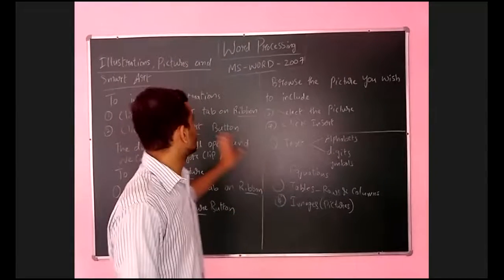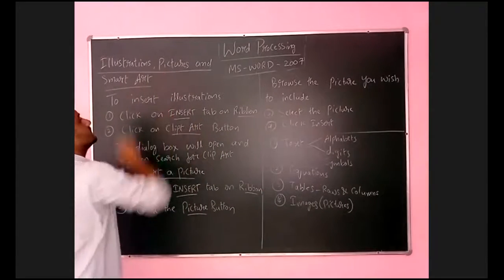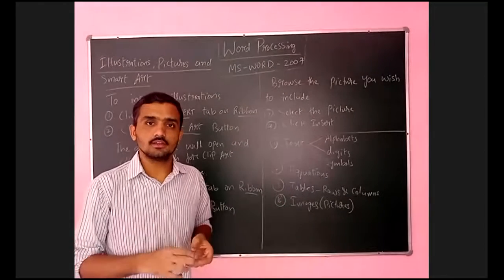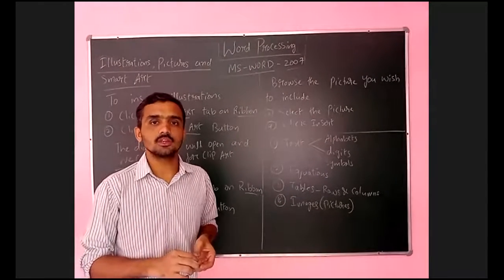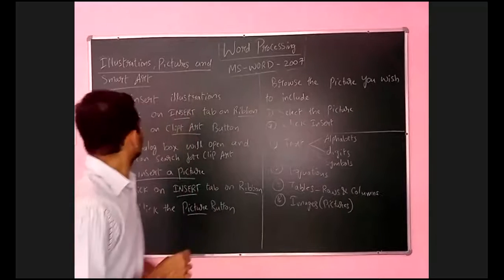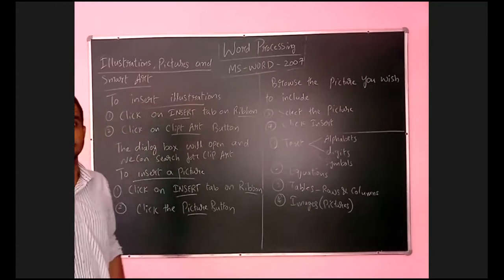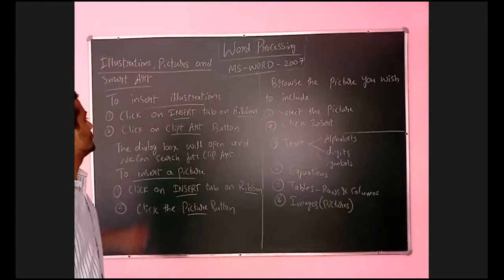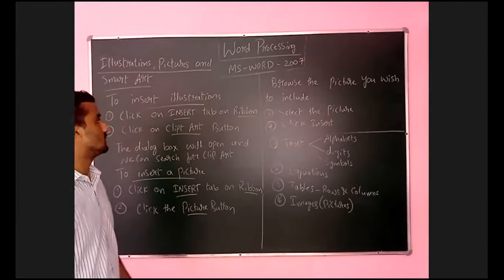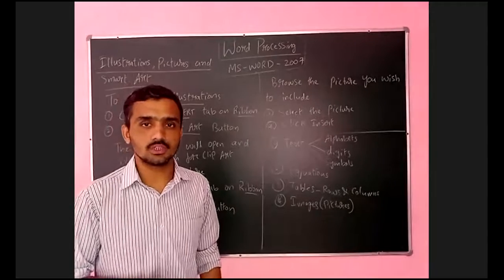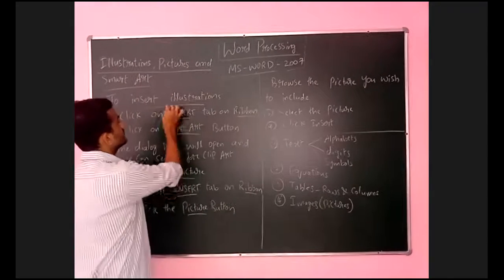So we can see now how to add illustrations, pictures, and SmartArt. We can put all this in one plate. Okay, that is like you can say graphics. Inserting images or pictures. So now to insert the illustrations. Illustrations are only pictures or images we can consider. To insert the illustrations, click on the Insert tab on the ribbon. Same thing again. Whenever you want to add something, we have to go for the Insert tab only.